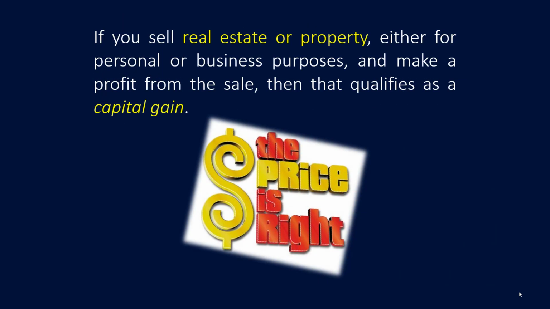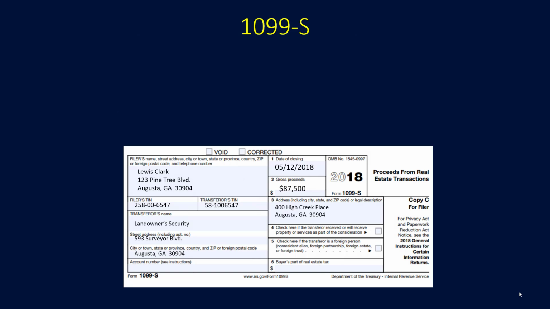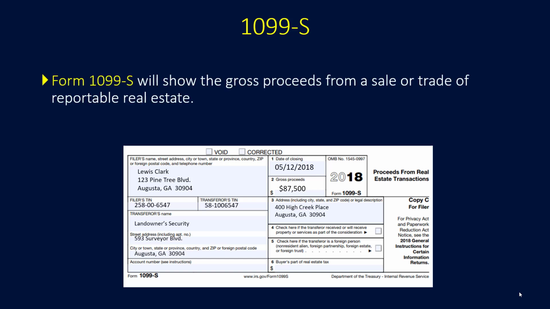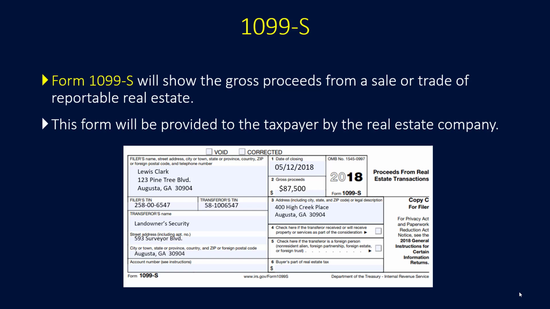If you sell real estate or property, either for personal or business purposes, and make a profit from the sale, then that also qualifies as a capital gain. That will show up on Form 1099-S. This form shows the gross proceeds from a sale or trade of reportable real estate. And this form will be provided to the taxpayer by the real estate company.